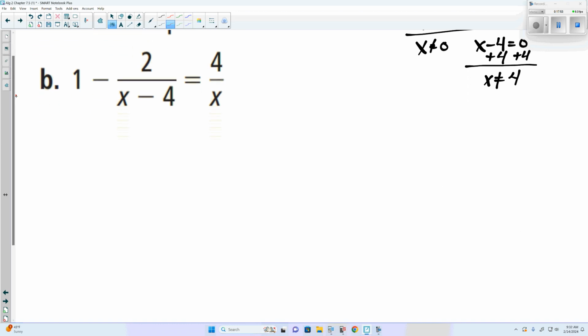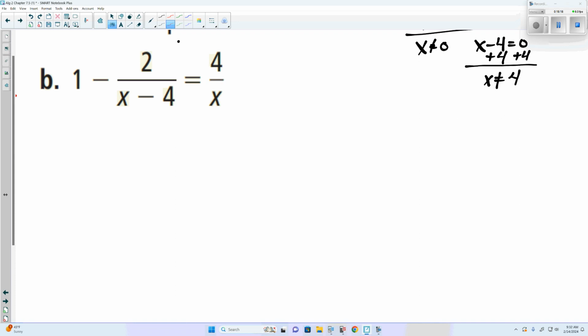Okay. So that's good to know. Now we can actually start solving. So when we look at this here, 1 minus 2 over x minus 4 is equal to 4 over x. We need to multiply this by our least common denominator. We need to multiply it by an expression to get these denominators to simplify out. What's one thing, or one part of the expression we would multiply this entire equation by?